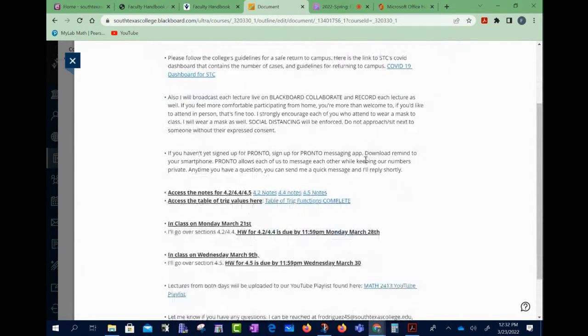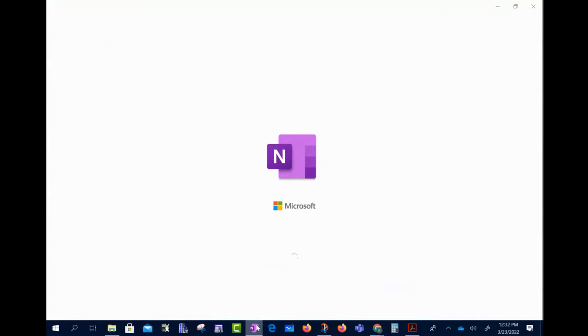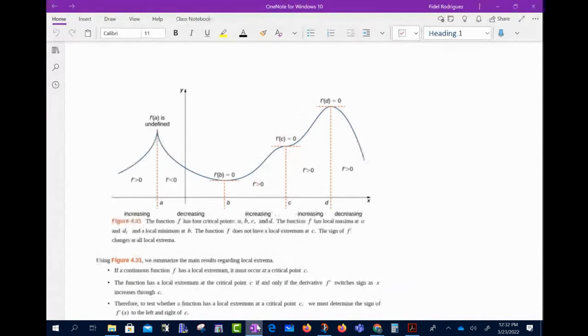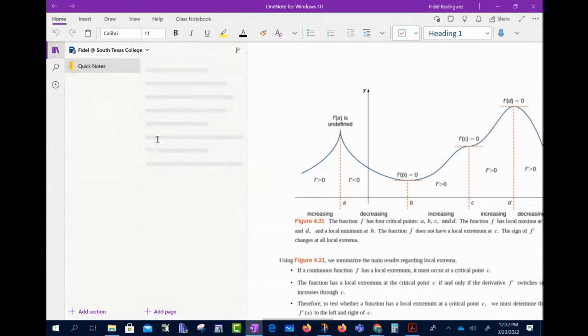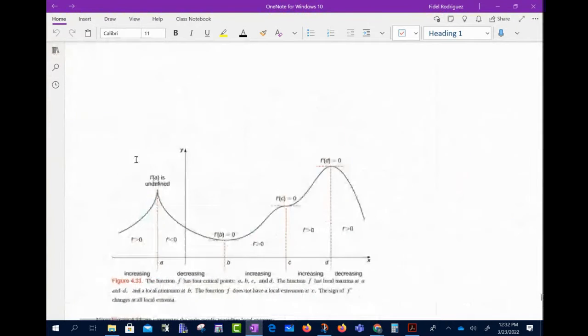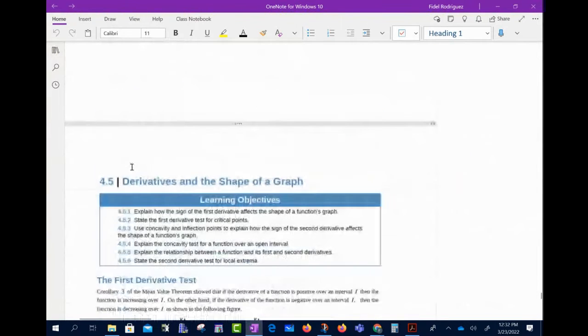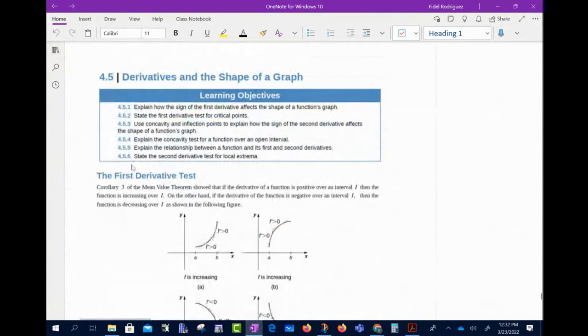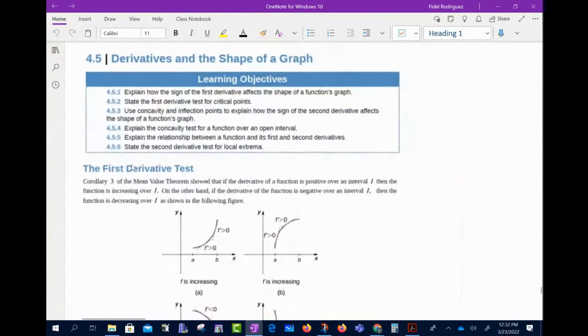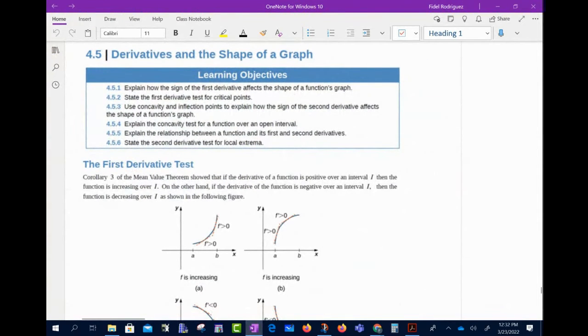Okay, so 4.5, y'all, we're going to do that today, and the homework of that is due a week from tonight, okay? So what I have here is the notes for 4.5. Here we go. Okay, so 4.5, y'all, talks about derivatives and the shape of the graph.